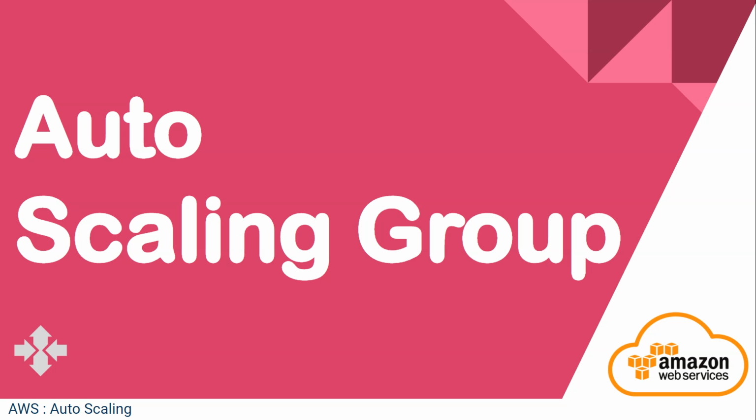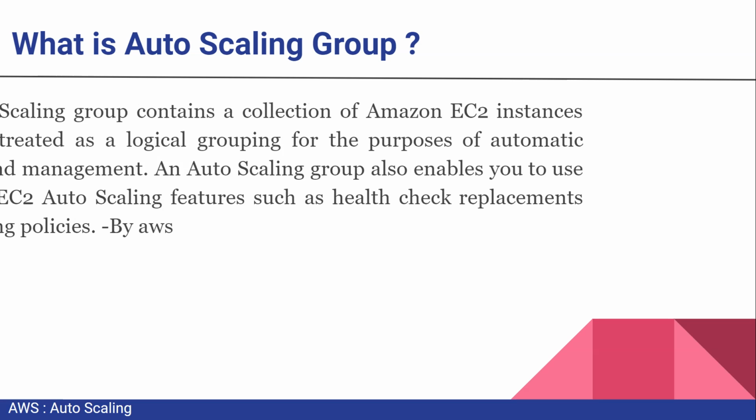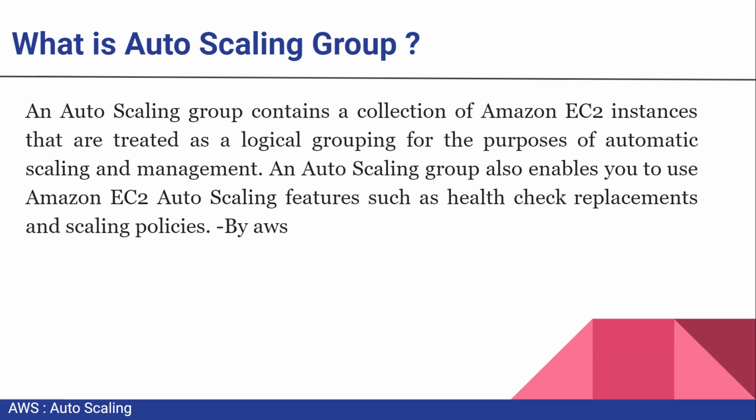So we are going to understand auto-scaling group in this session. So let's start. The first question is, what is an auto-scaling group? An auto-scaling group contains a collection of EC2 instances that are treated as a logical grouping for the purpose of automatic scaling and management. So basically it manages the scaling, the scale in and scale out policy that we'll see in further slides. An auto-scaling group also enables you to use EC2 instance auto-scaling features such as health check and replacement of scaling policy.